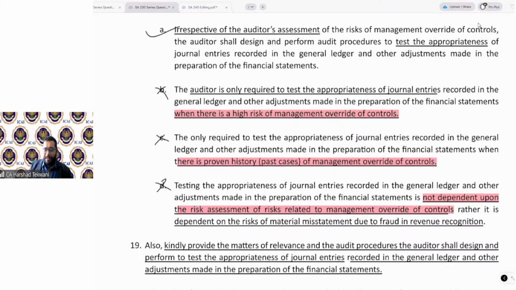If you want to test the appropriateness of journal entries, what areas will you consider important? What steps will you perform, or what matters will you consider important while deciding the test that you need to perform?